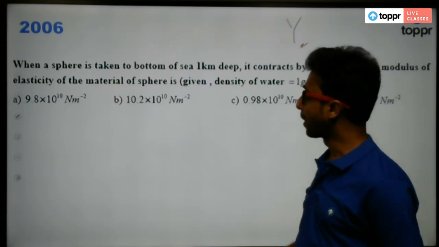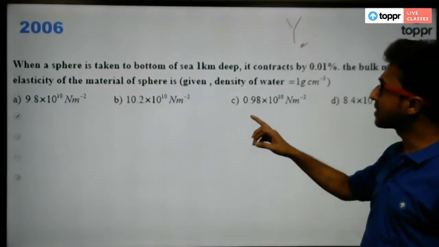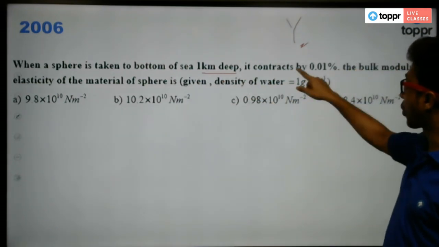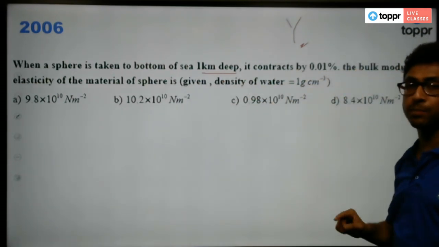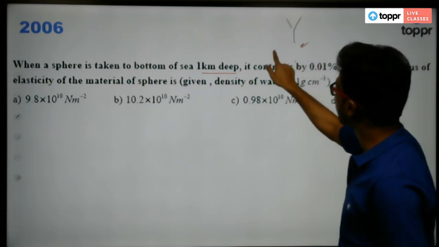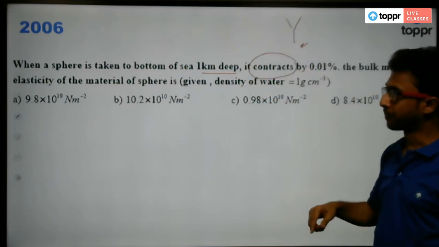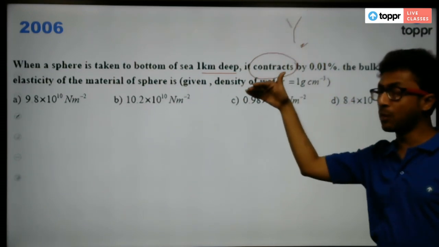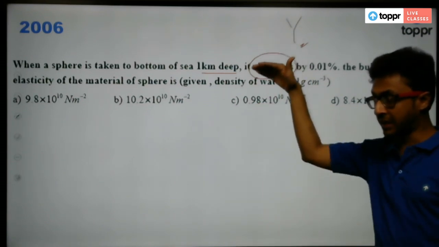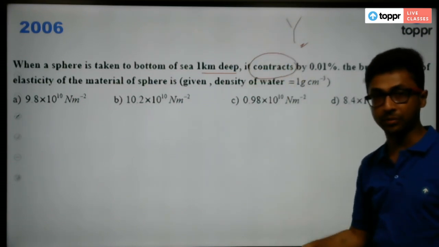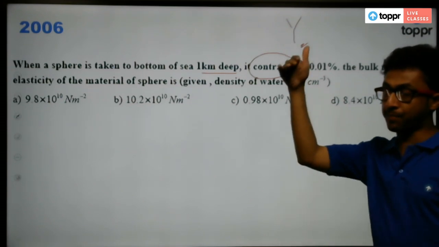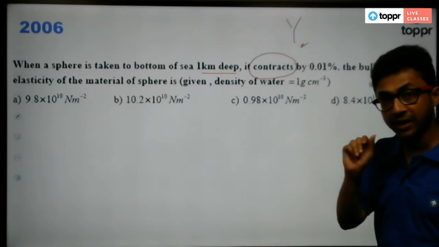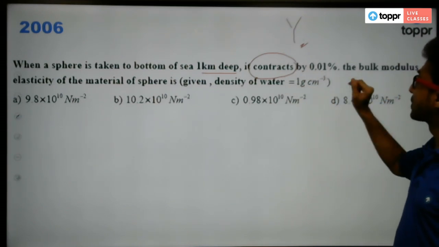Let us read. When a sphere is taken to the bottom of a sea 1 kilometer deep, it contracts by 0.01%. What do we mean by this word contracts? First try to imagine and understand. If a sphere is taken to the bottom of a sea, the pressure is increasing. As the pressure increases, the volume is decreasing, so it is contracting. So it contracts by 0.01%.